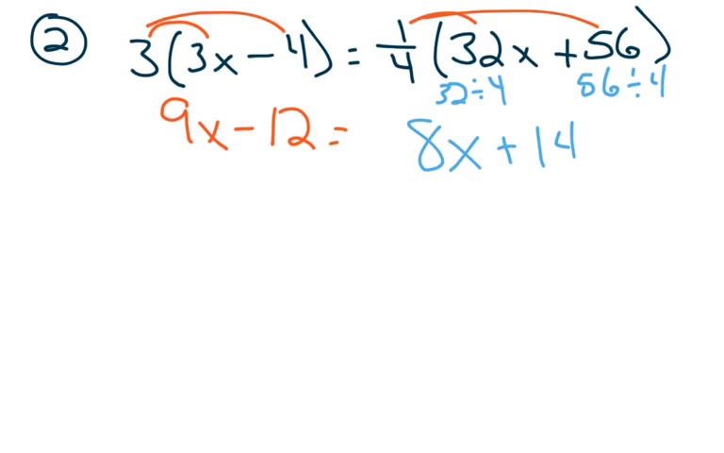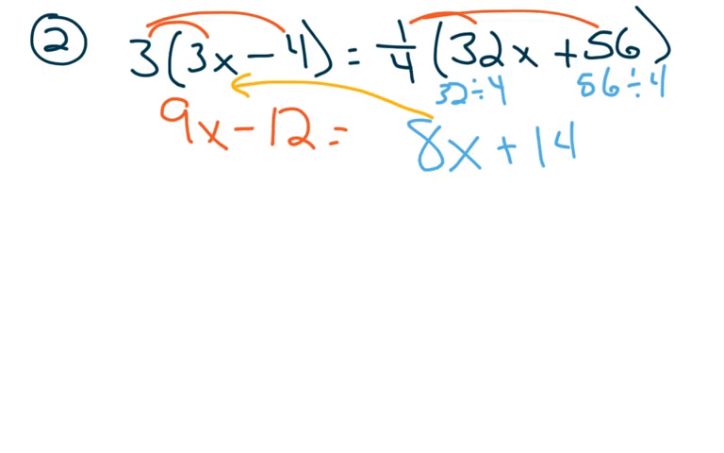Now it's very similar to the last problem. We need to make a decision. Do we want to put the variable on the left-hand side over here, or do we put it on the right-hand side? Does it matter? In the long run, no, it doesn't. I'm going to put the variable on this side this time. I'm going to move that 8x from the right-hand side to the left-hand side.